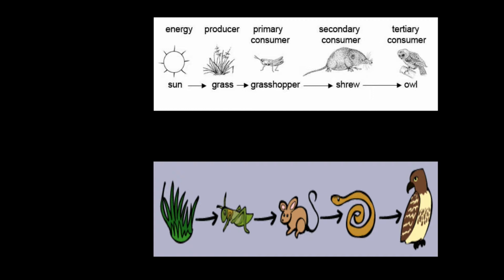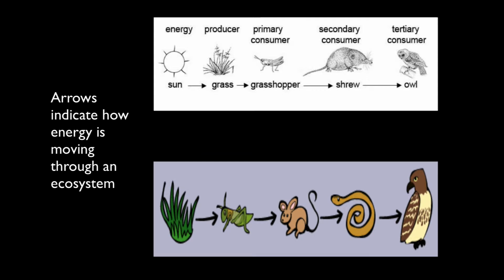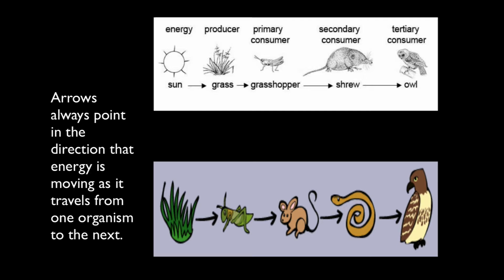Okay, so the next thing I want you to pay close attention to as you look at these two food chains is that there are arrows. The arrows indicate how energy is flowing from one thing to the next. And the arrows will always point toward the thing that's getting the energy. So if we start off with the sun giving energy to the grass in the top picture, the grasshopper will eat the grass and get energy from that grass because, again, the grass is a producer, it's a plant, it's making food through photosynthesis.